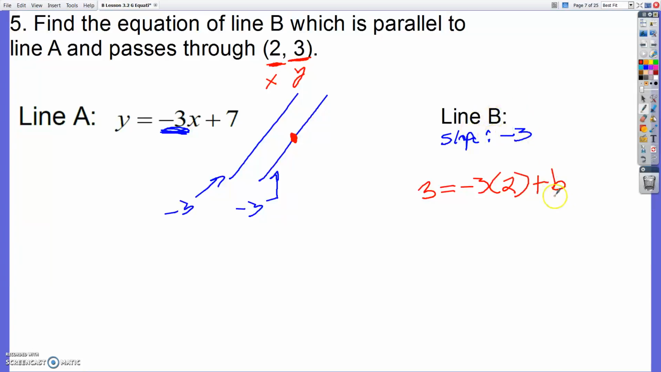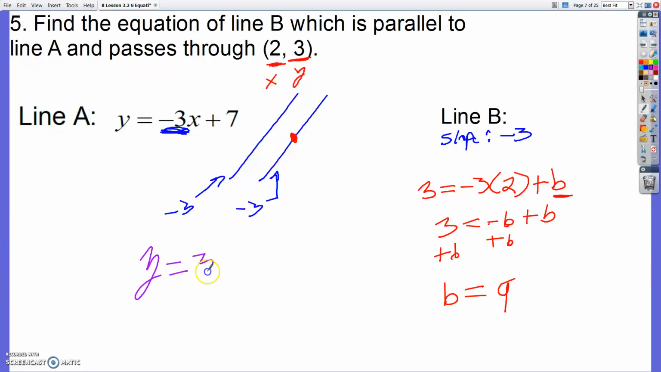Remember, parallel lines, the b value is what's different. So that's going to look like 3 equals negative 6 plus b. Then you just add 6 to both sides to get b is equal to positive 9. Therefore, the equation of the line is y equals negative 3x plus your b value, which we solved for, which is positive 9. So once again, they both have the same slope because they're parallel lines, but the difference is they have a different y-intercept, and that's what we're solving for.